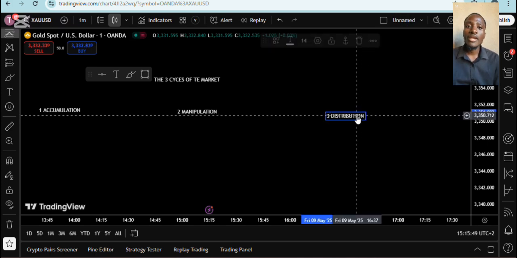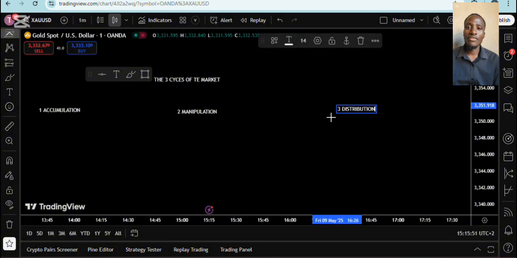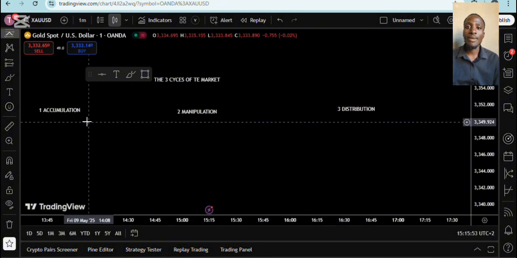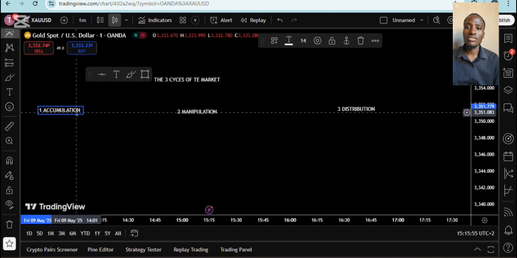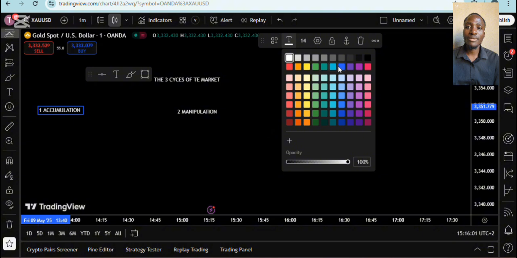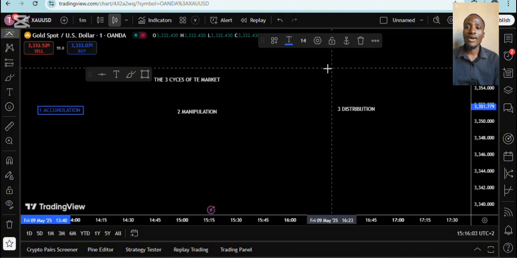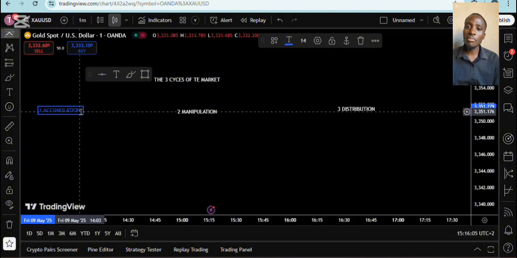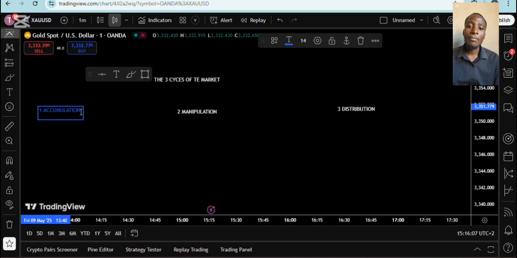So now, explaining the 3 cycles of the market. First, we're going to start by explaining what accumulation is and what happens in accumulation. Let me change my color to blue and write the following. The first point on accumulation: price will be ranging. In an accumulation market, price will be ranging. This is a ranging market.